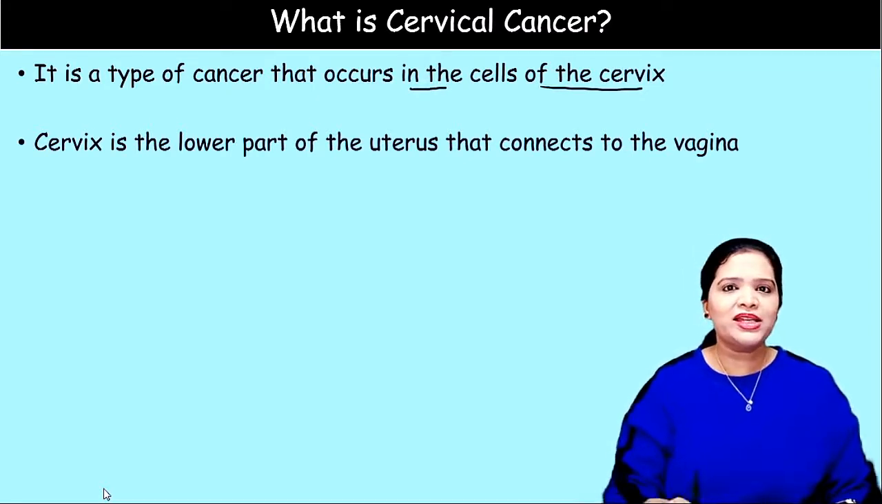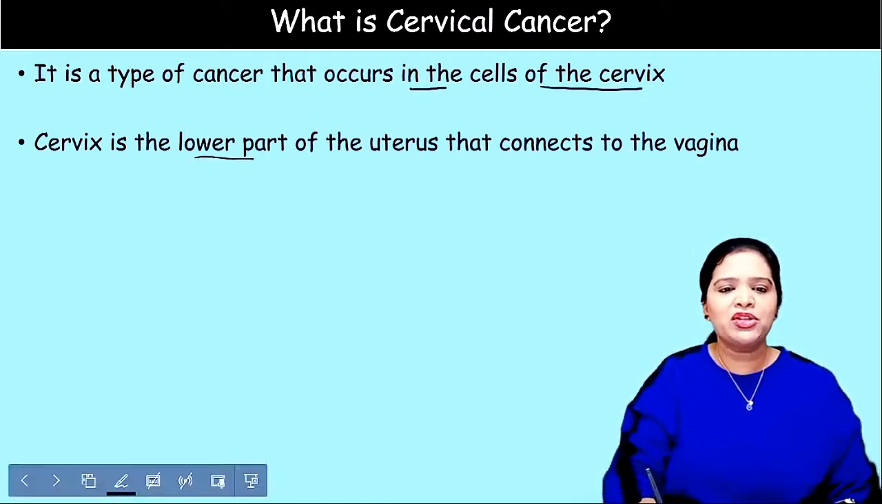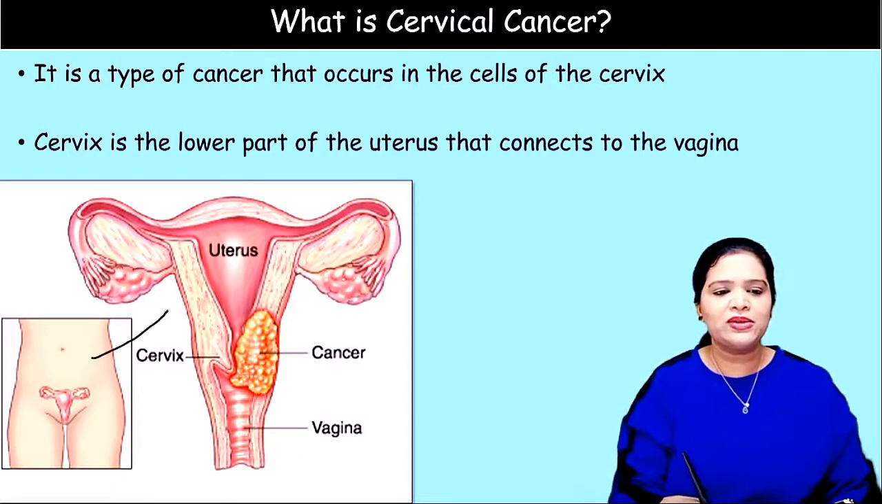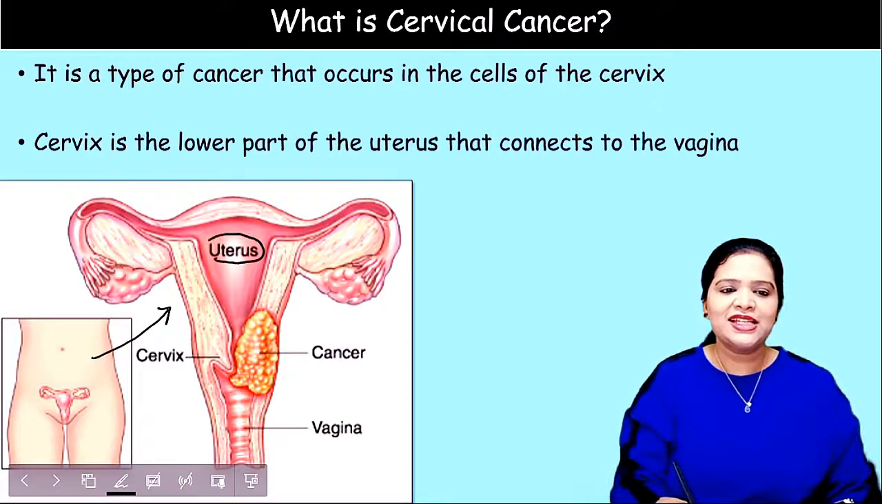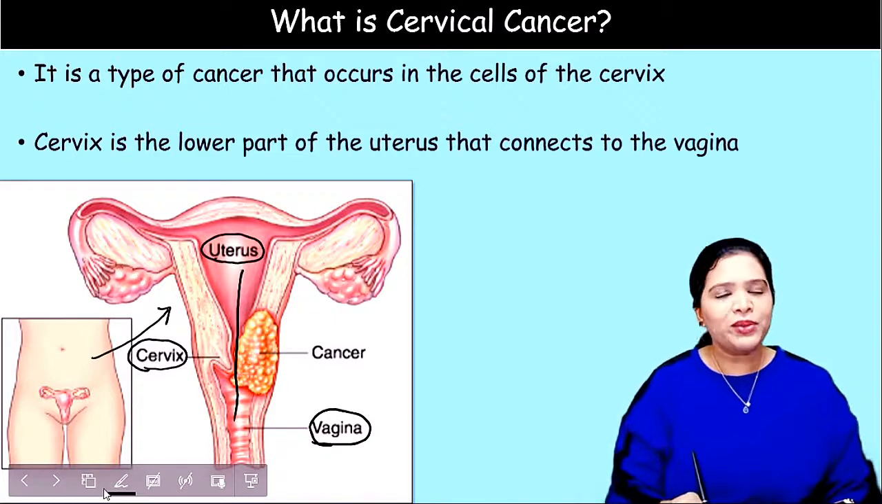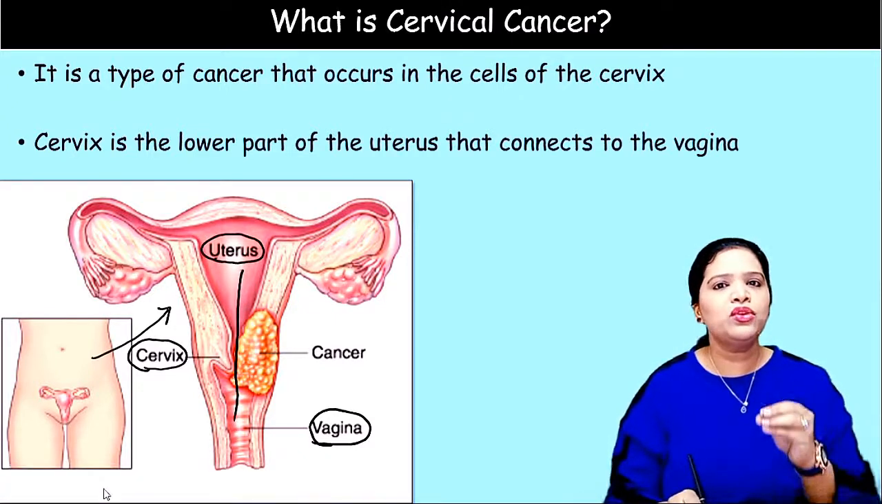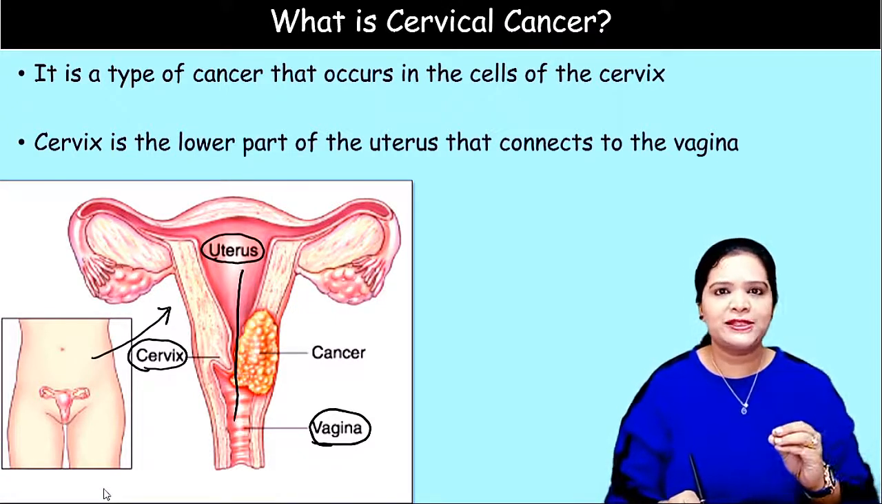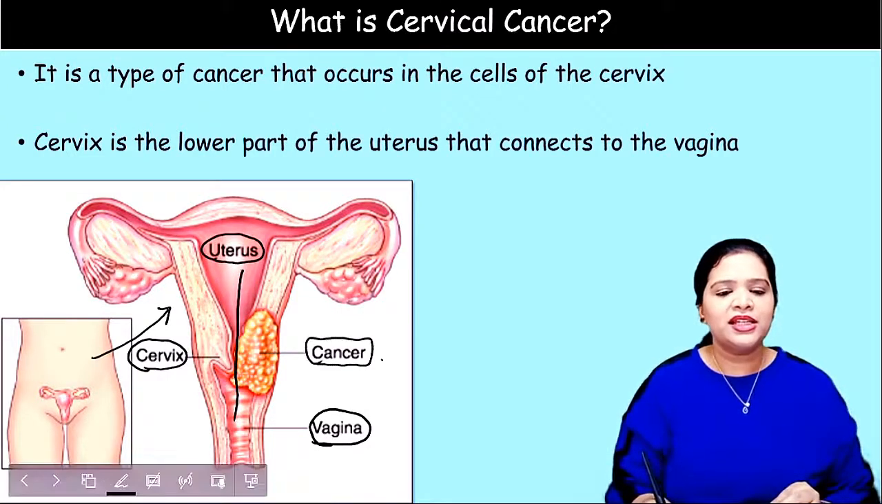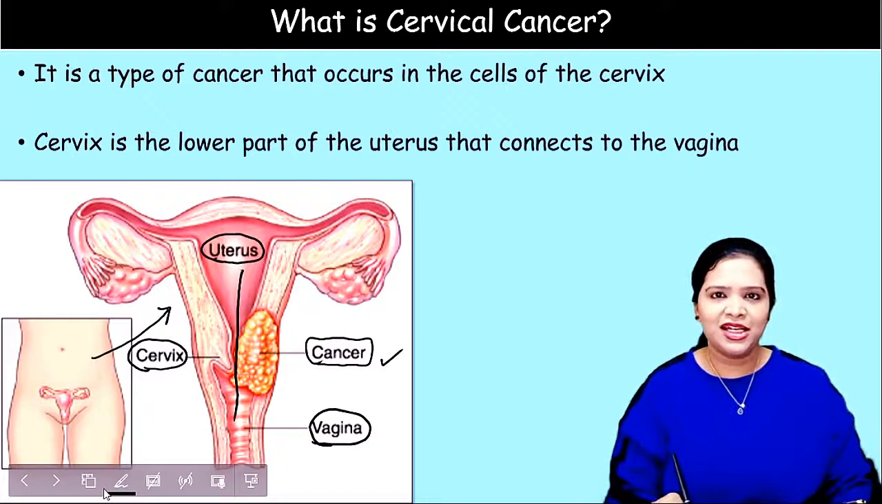So what is the cervix? The cervix is the lower part of the uterus that connects to the vagina. So look at this picture. This is the female reproductive system. And here, this is the uterus. And here we have the vagina. So the cervix is the connection between the uterus and the vagina. We could simply say the mouth of the uterus is called the cervix. Okay. So if the cancer affects this region, this is called cervical cancer.